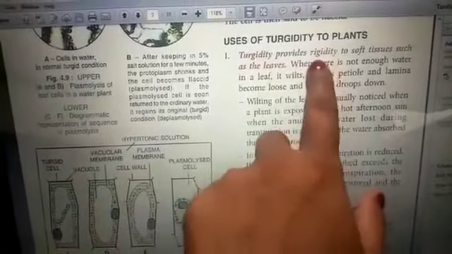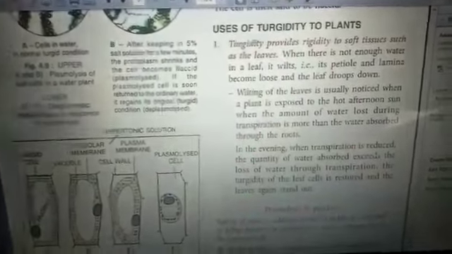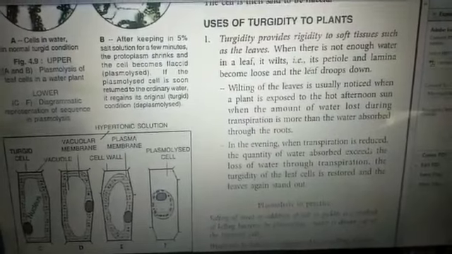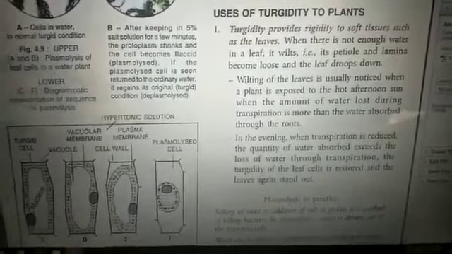Here turgidity helps to maintain rigidity. If the leaves do not contain water, they droop.